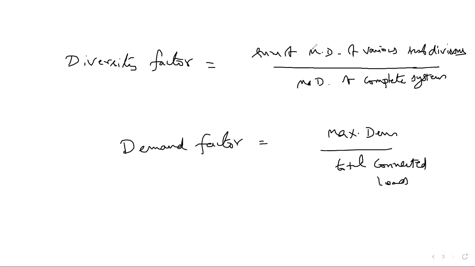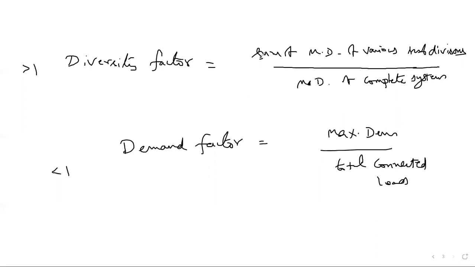Okay. Now what I'm saying is that the basic indication was that the diversity factor should always be greater than 1 and the demand factor is always less than 1. Already we have seen why it is greater than 1 and why it is less than 1. Already we took one example for demand factor, right? We got some 0.5. Now here, how can we relate the demand factor and diversity factor?